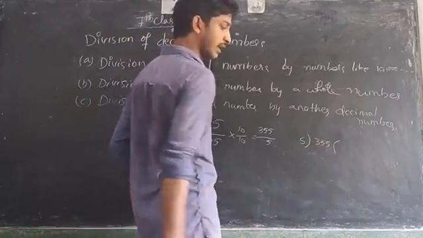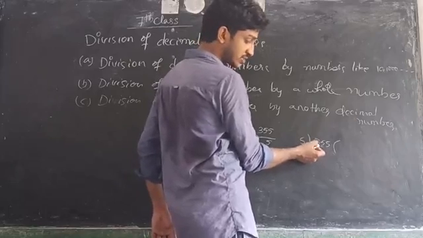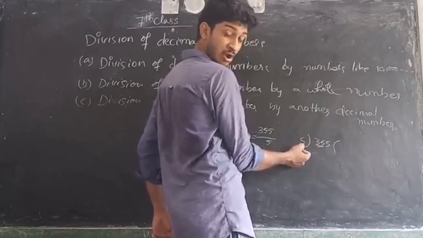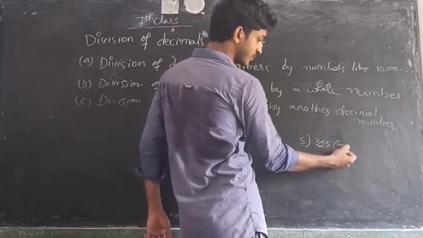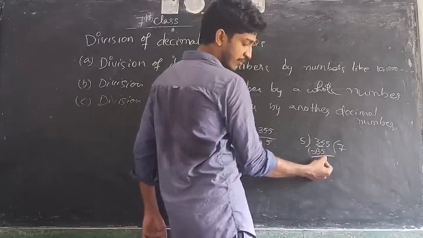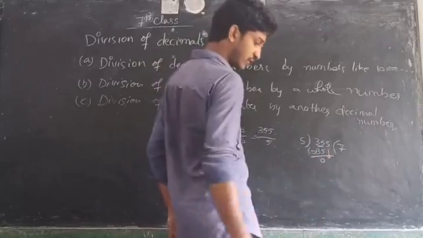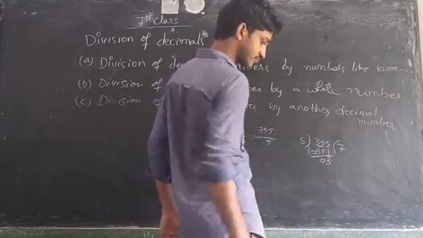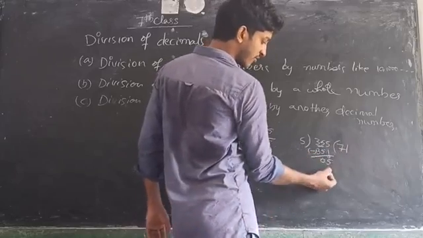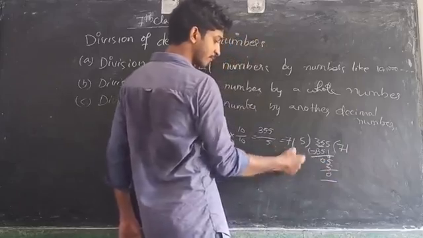355, I am dividing this. Okay, 3 is less than 5, so we have to take 2 digits. In 35, how many times? 7 times. 5 sevens are 35. Subtract this. If you subtract this, we get 0. Okay, now I am taking this 5 down to here. In 5, how many times? 1 time. 1 into 5, 5. 0. So the answer is 71.